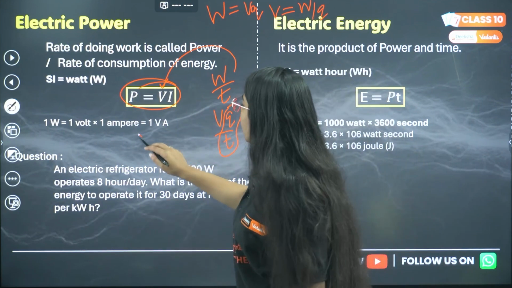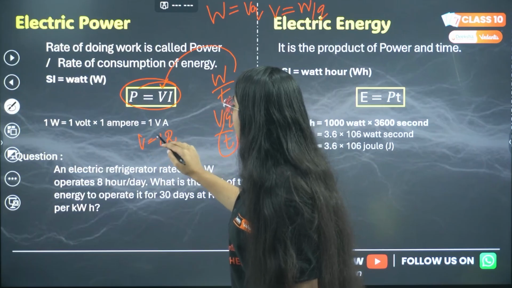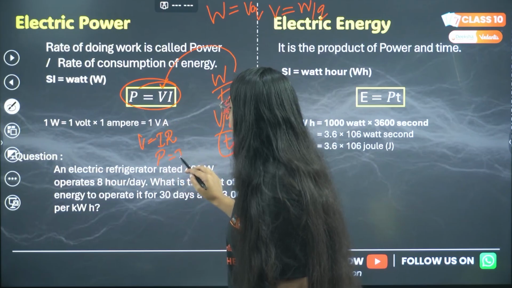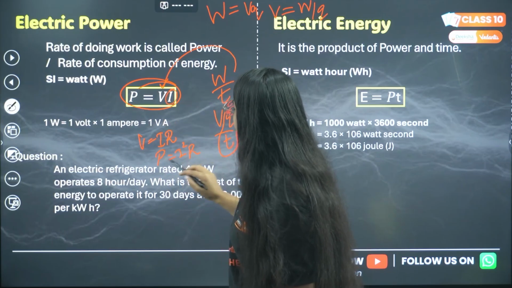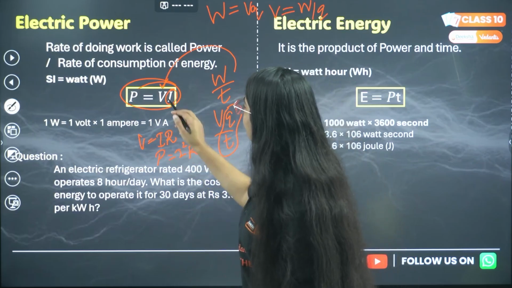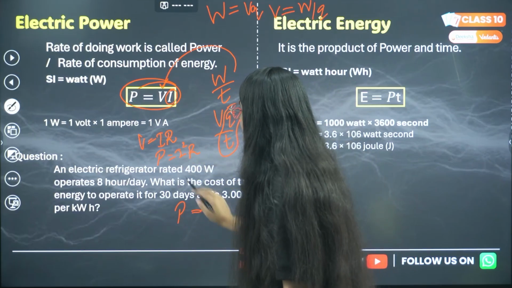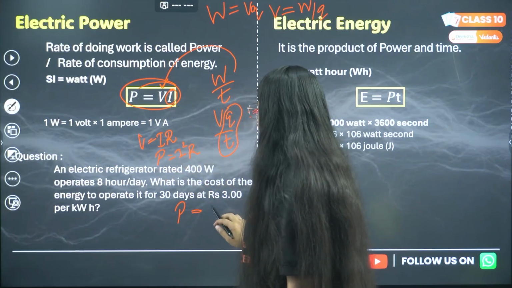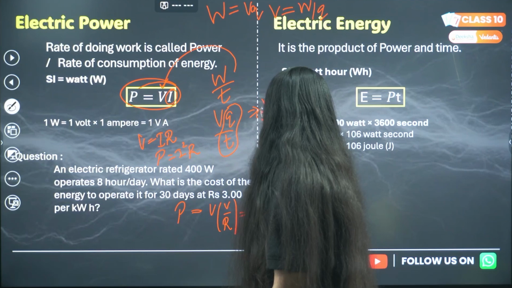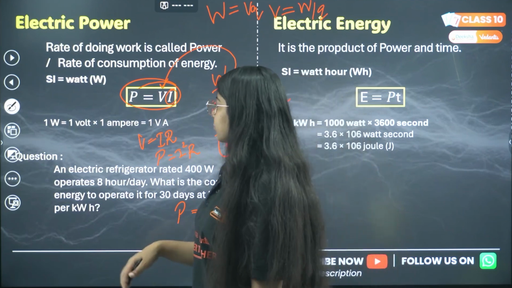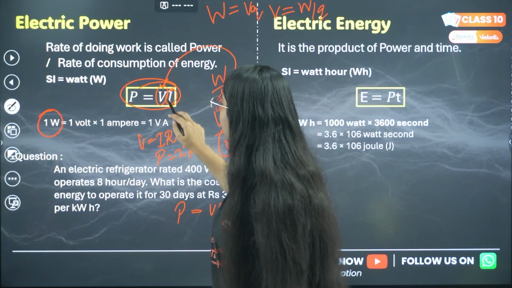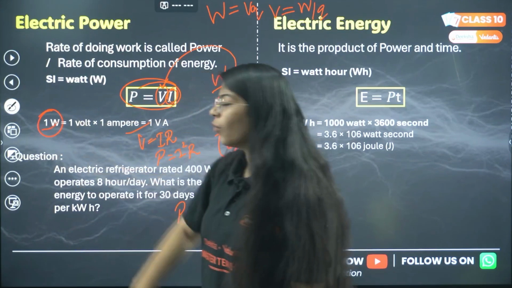Now we know Ohm's law, which was V equals IR. So I can also put that here. So P will be I square R, because I also have one I here. So I into IR will be I square R. If I put I equals V by R here, so V into V by R, it will be V square divided by R. Very good. Its SI unit is watt, which is 1 volt into 1 ampere equal to 1 watt.